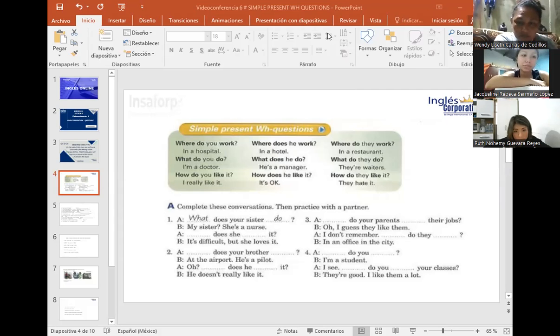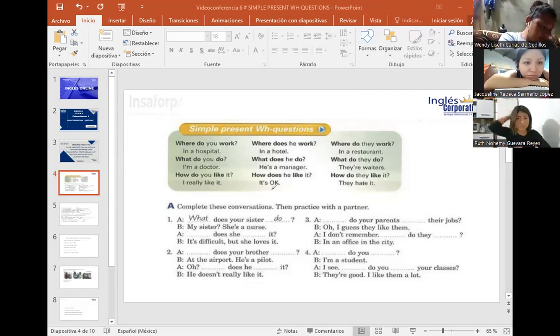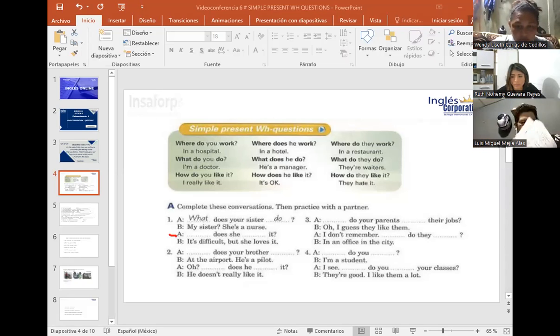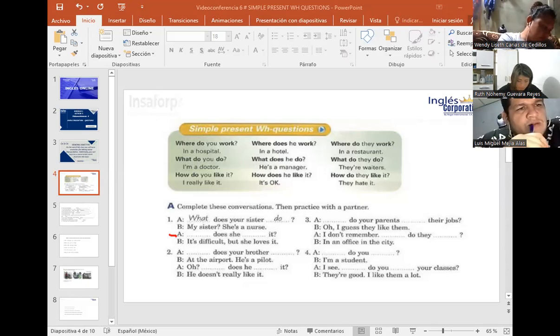Okay, ready? Yes? Ready. Okay, let's check now with the first one. Okay, so according to the examples and also the structures, we have the first one. What does your sister do? My sister, she's a nurse. And also we have this one. How does she like it? Entonces, pues la respuesta sería, how does she like it? Very good. So, lo voy a escribir aquí en el chat para que pues, ustedes vayan viendo ahí la estructura. So, that is the first one, right? So, how does she like it?